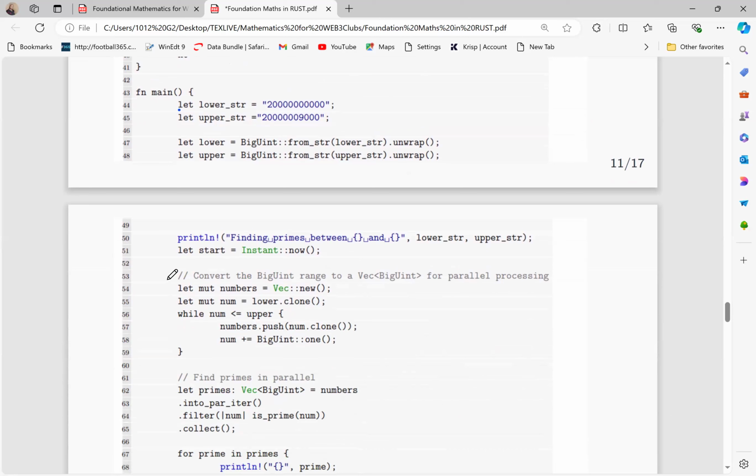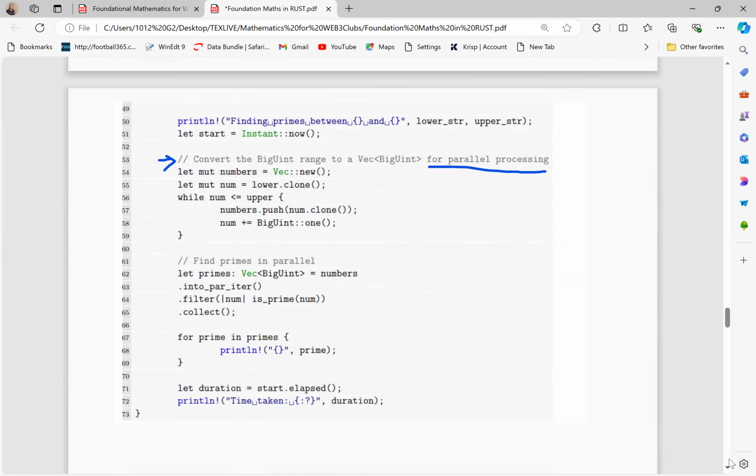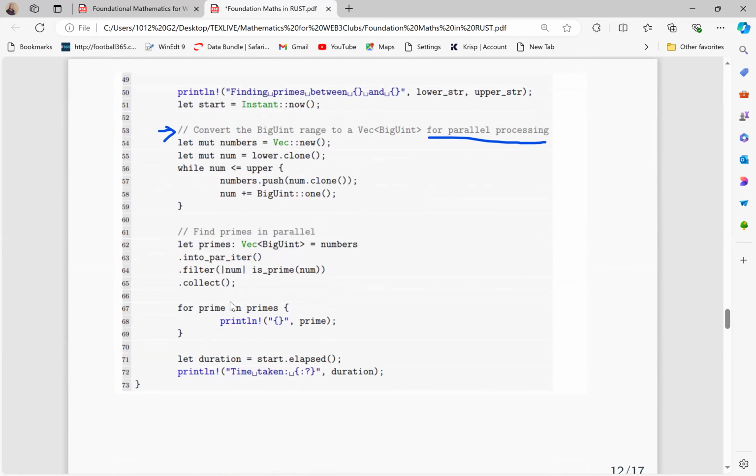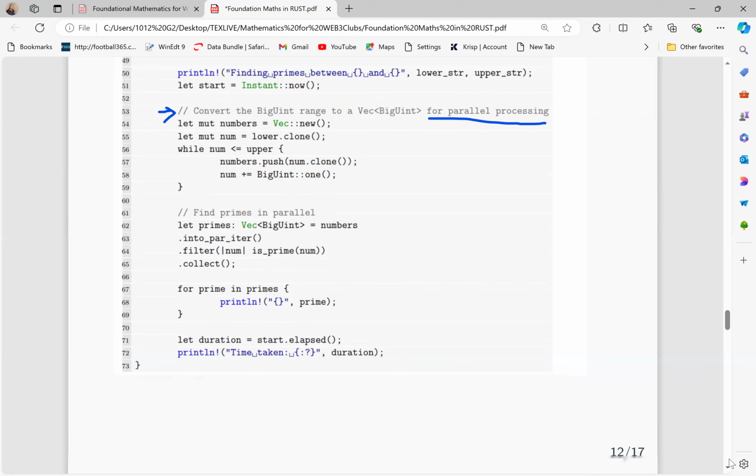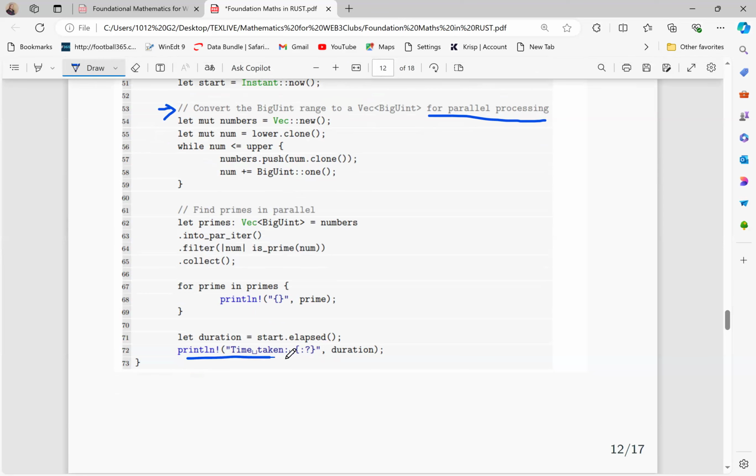Now, this point is what he said: if it's a very huge number, then that huge number should be converted to a format that the program will understand. That format is what we call parallel processing. Then it comes here and computes the prime numbers, then prints the prime numbers. Then it can tell you the period that was taken to go through the whole process. So it gives you that period.